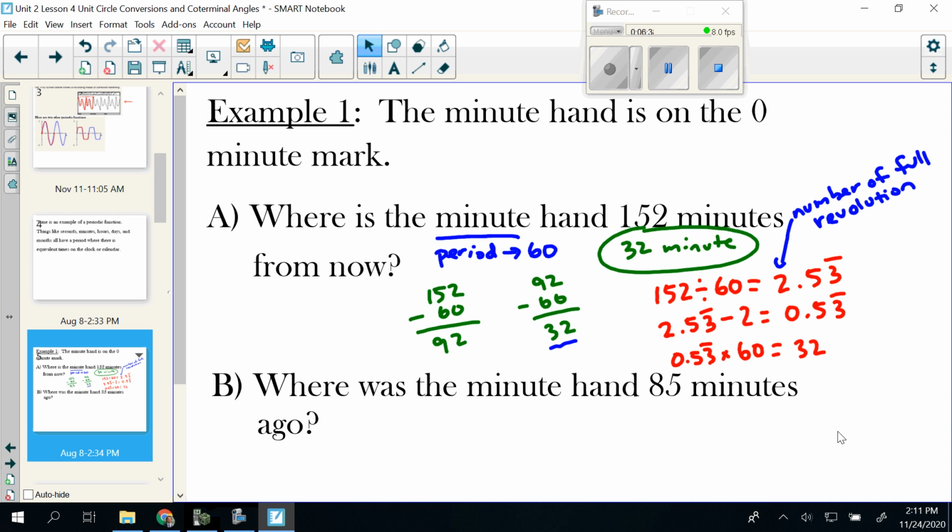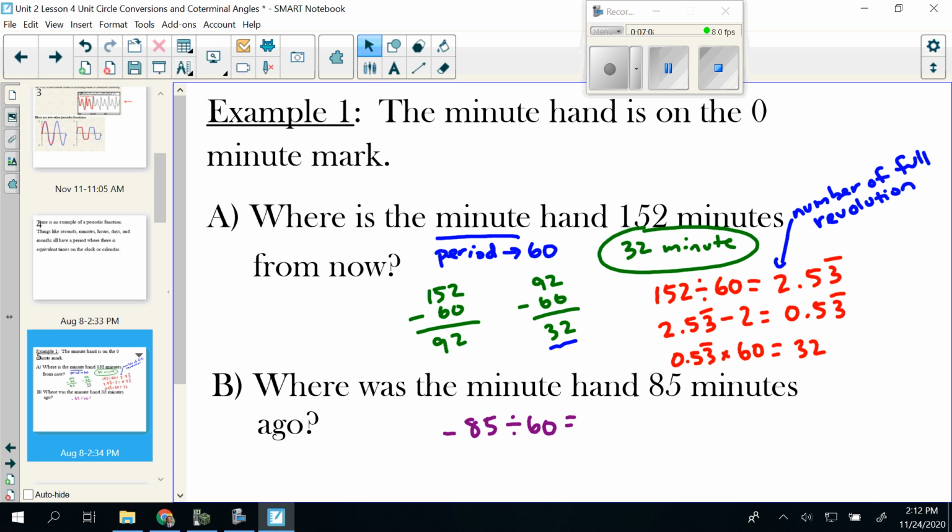Where was the minute hand 85 minutes ago? Now this is different. Now we're moving backwards. This would be similar to on our unit circle moving clockwise. So what we want to do on this one is think of this 85 as negative here. So if we had negative 85 minutes, let's do our same procedure as before. So let's divide this by the period 60 and see what we get.